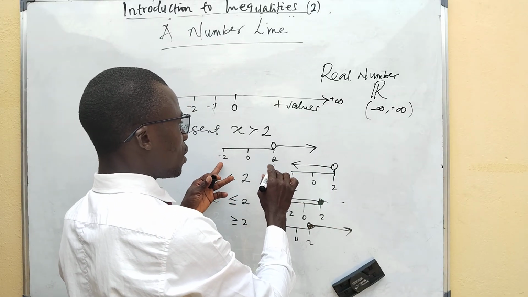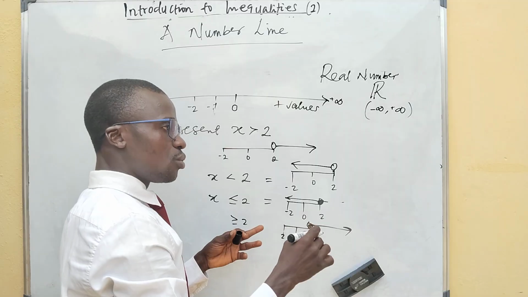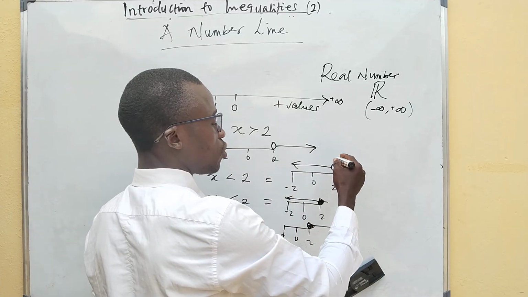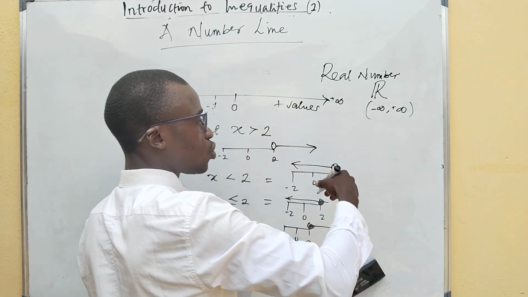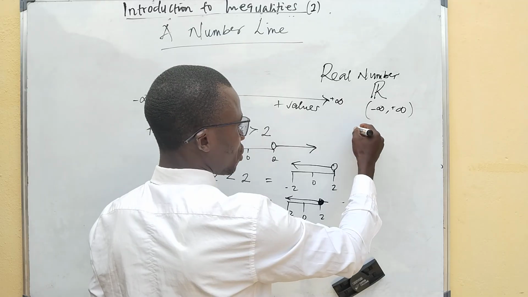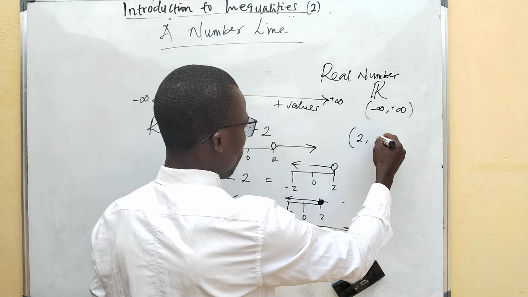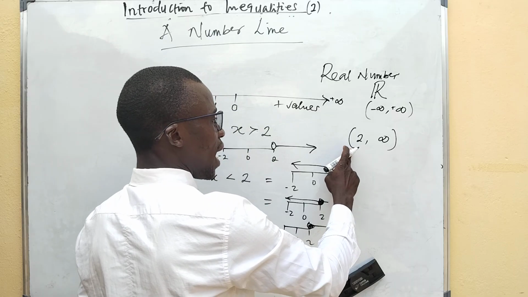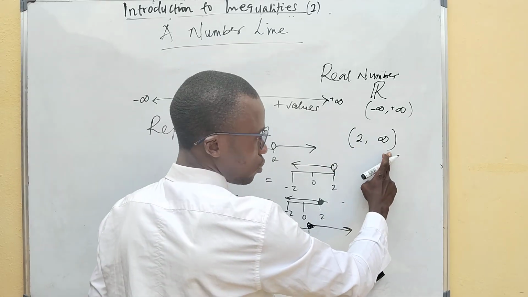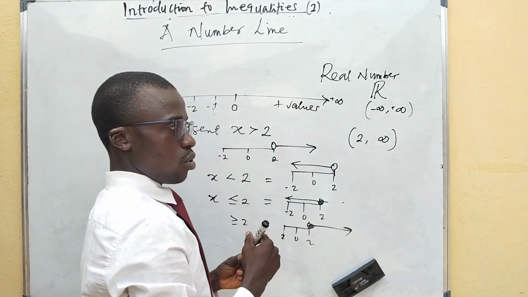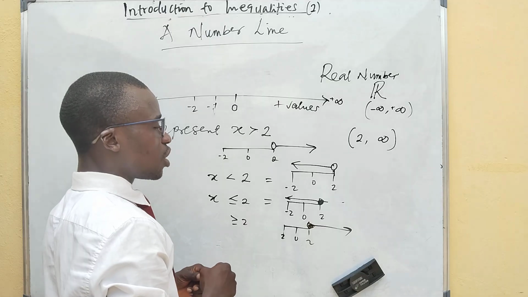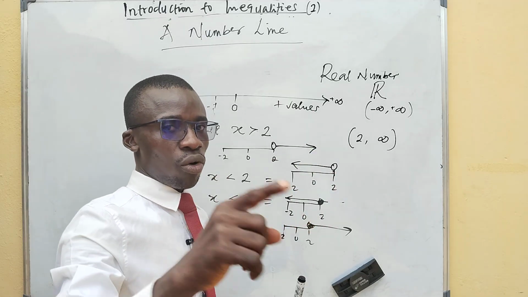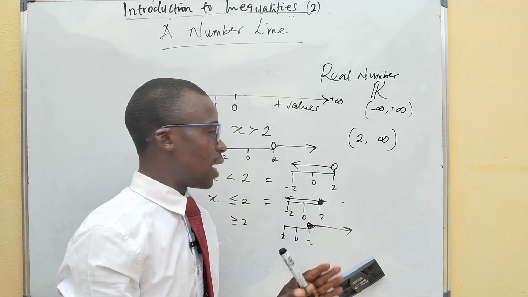Now, x is greater than 2, meaning it starts from 2 to infinity. So I can have something like this, 2, comma, infinity. So here, both of them are open. Why is it open? Because 2 is not part of it. 2 is not a member.